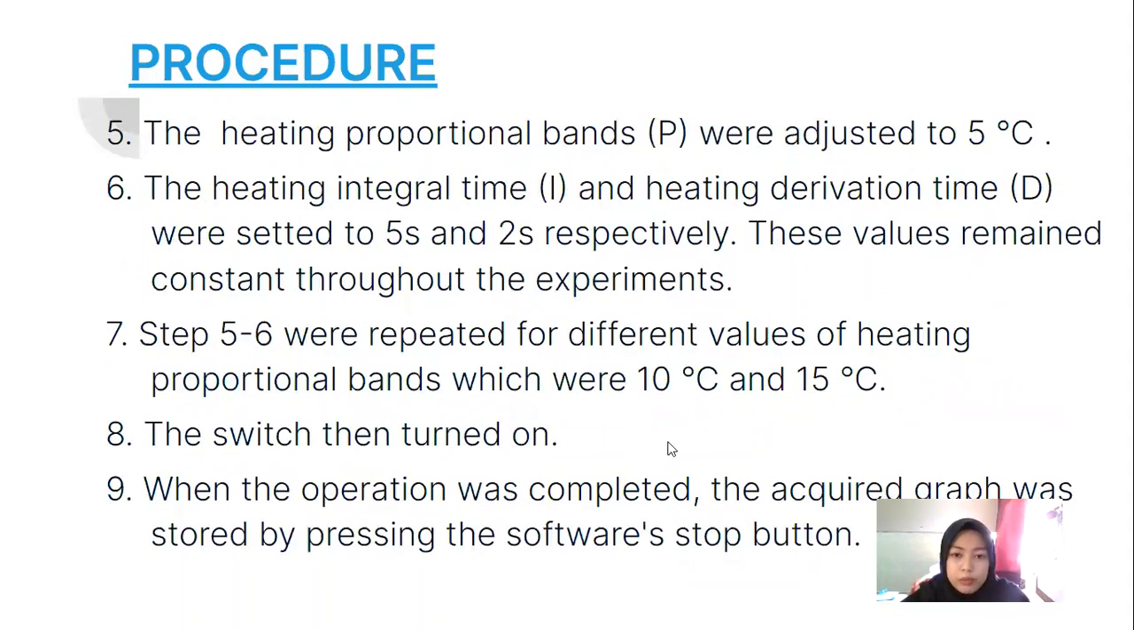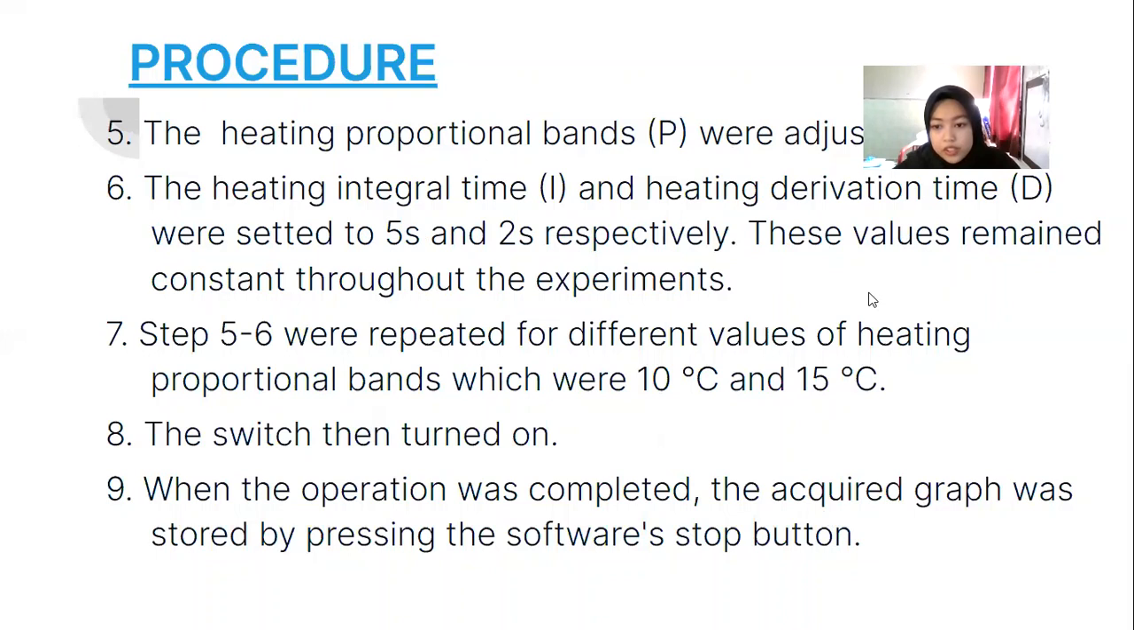Next, the heating proportional band, which is the P, was adjusted to 5 degrees Celsius. Then the I and the D were set to 5 seconds and 2 seconds respectively. These values remain constant throughout the experiment. Then steps 5 and 6 were repeated for different values of the heating proportional band, which were 10 degrees Celsius and 15 degrees Celsius. The next step is that the switch was turned on, and the last step is that when the operation was completed, the acquired graph was stored by pressing the software stop button.